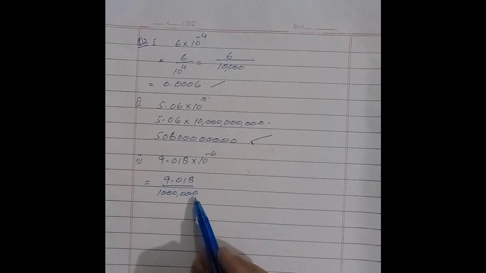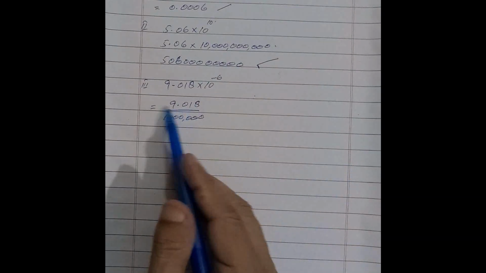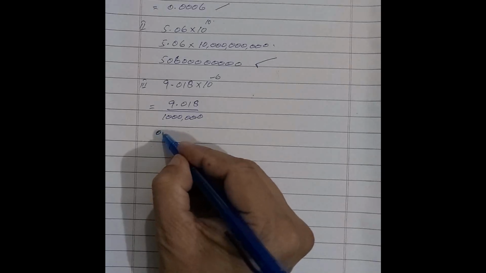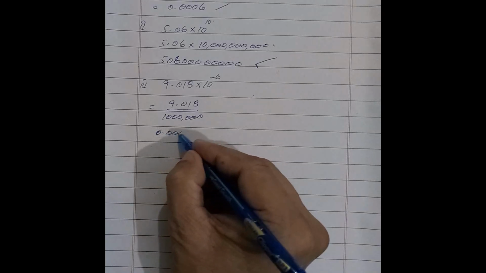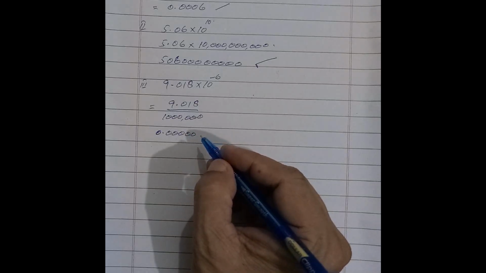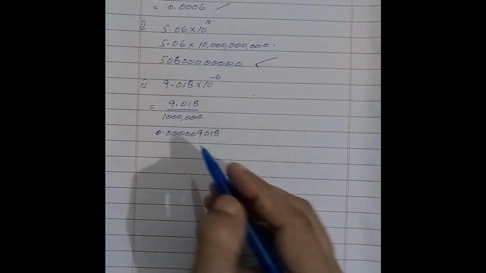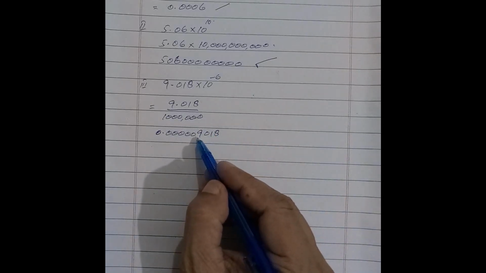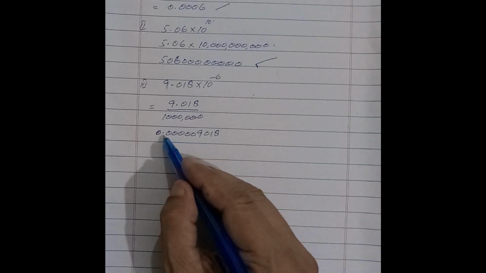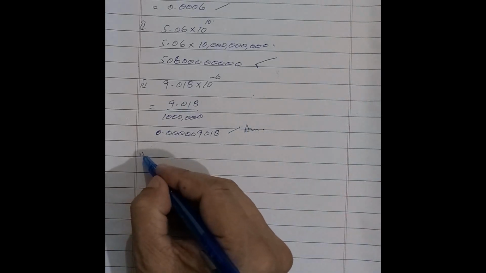And when we divide 9.018 by a million, the decimal is shifted 6 points on the left side. We get 0.000009018. The decimal is here, and we shift 6 points on the left, 1 2 3 4 5 6, and it is the answer of question 2 part 3.